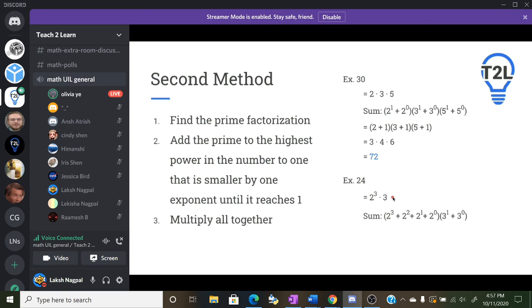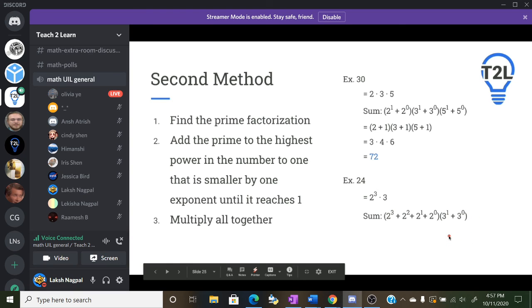And then with 3, we just have 3 to the 1. So we can add 3 to the 1 and 3 to the 0. And if we solve, we have 8 plus 4 plus 2 plus 1 times 3 plus 1. And when you solve and multiply, you get 15 times 4, which is 60. So good job. Some of you got that right.